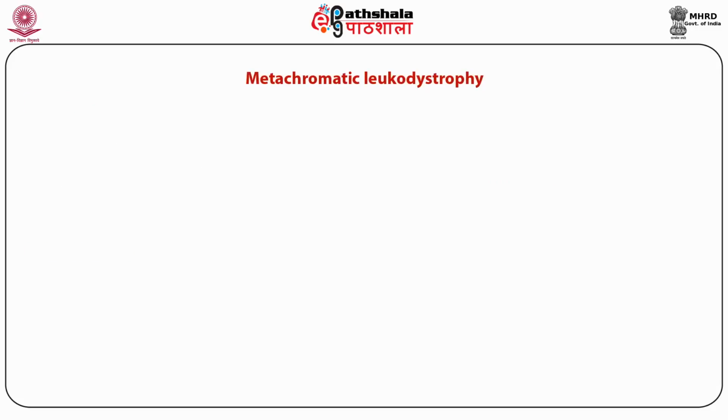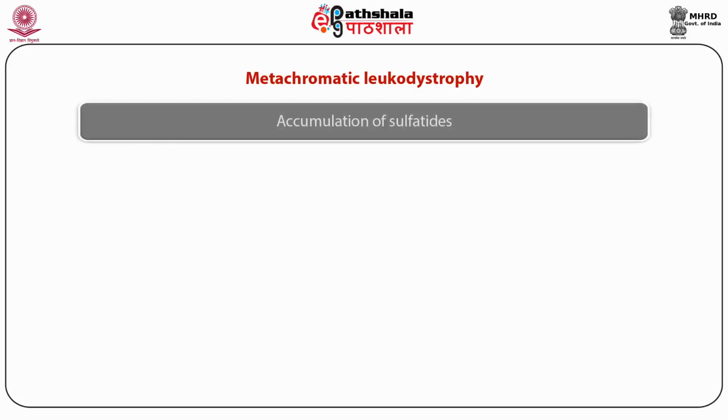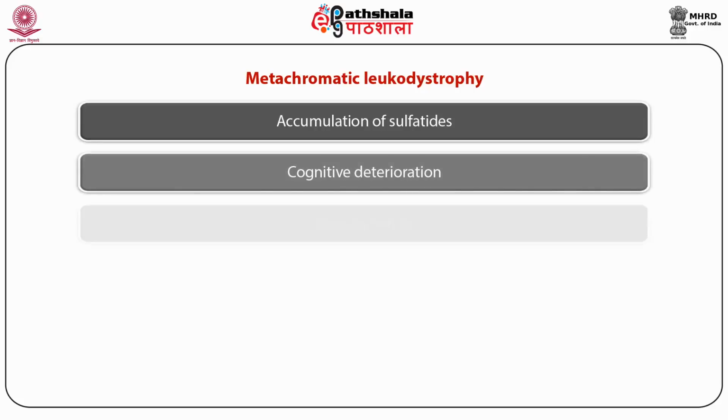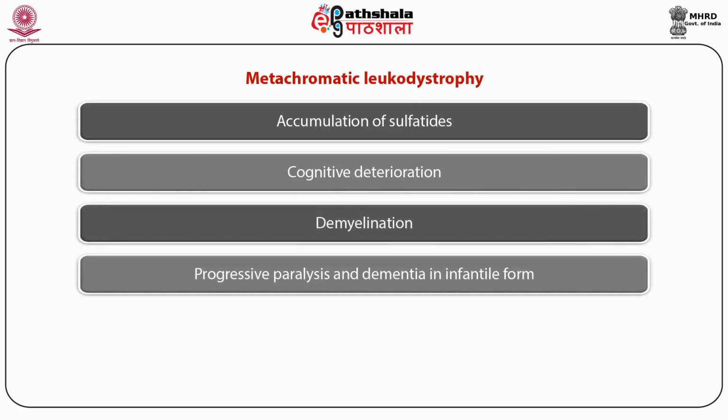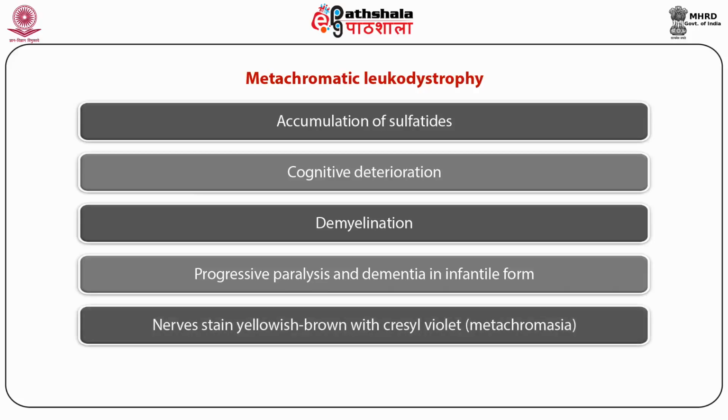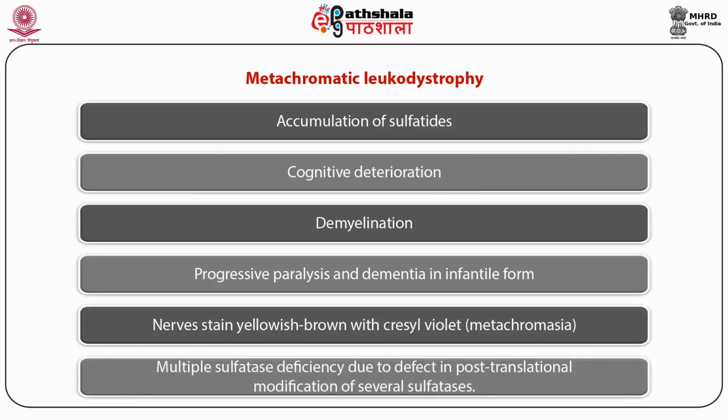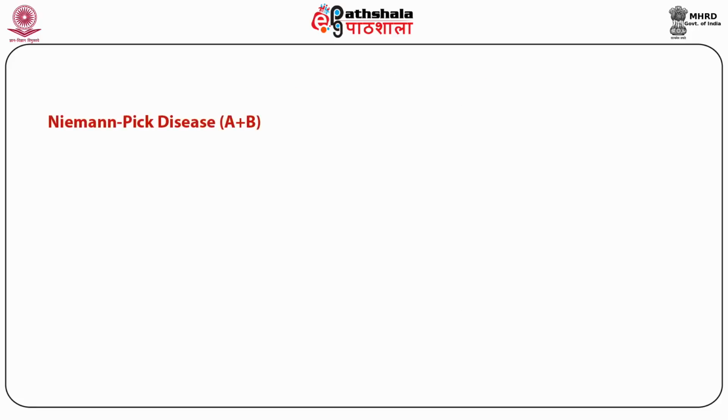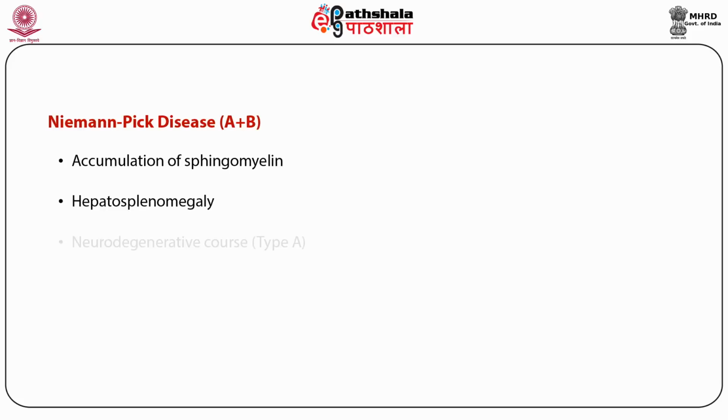Metachromatic leukodystrophy. It is the disease characterized by the accumulation of the sulfatides, which shows the symptoms of cognitive deterioration, demyelination, progressive paralysis, and dementia in infantile form. Nerves stain yellowish-brown with cresyl violet, metachromasia, and multiple sulfatase deficiency due to defect in post-translational modification of several sulfatases. The Niemann-Pick disease is characterized by the accumulation of sphingomyelin, as a result of which there is hepatosplenomegaly, a neurodegenerative course of type A, and cherry red macular appearance occurs.